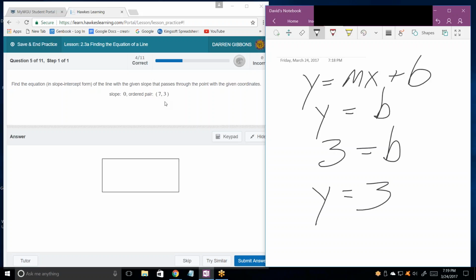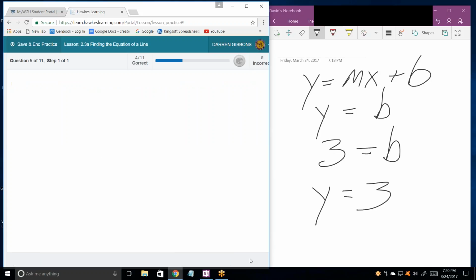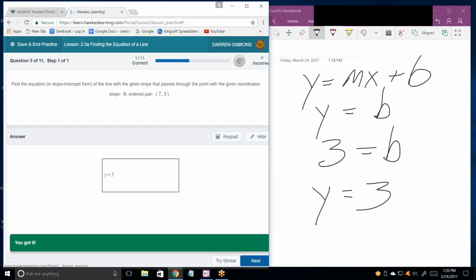So the moment we saw that it had a slope of 0, we should know we're going to get an answer, y equals some number. Okay, vertical lines are x equals some number, horizontal lines are y equals some number. I don't have to use the keypad here.